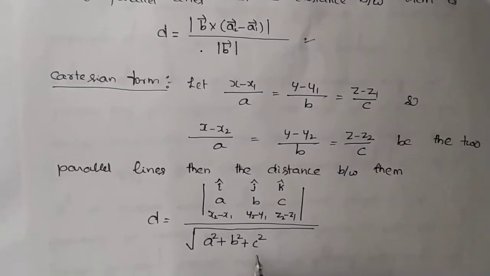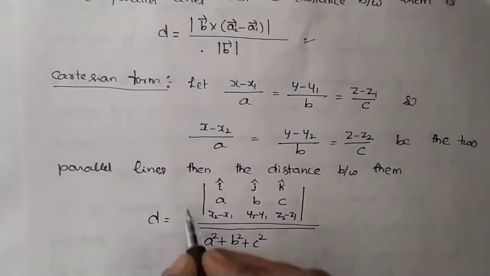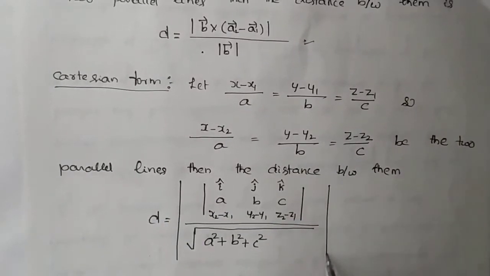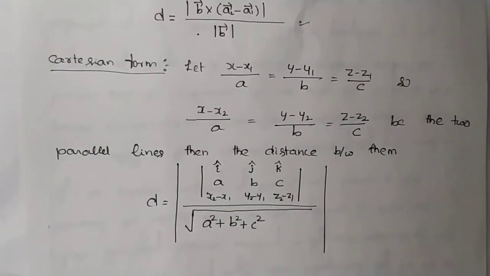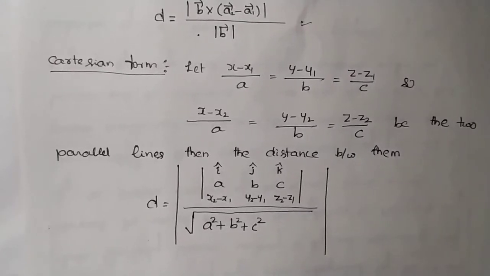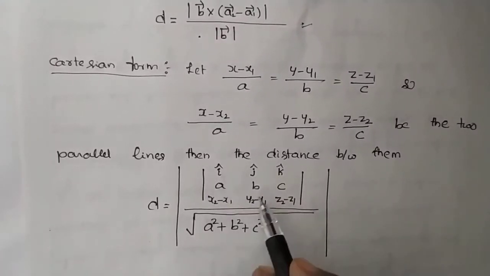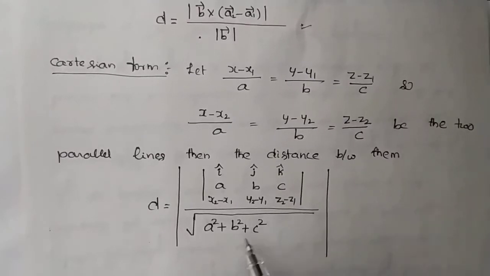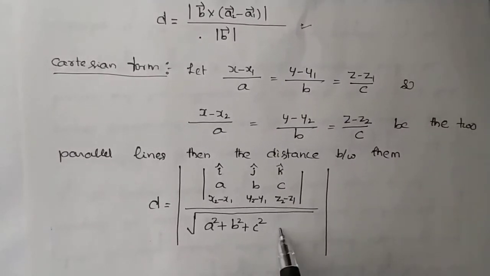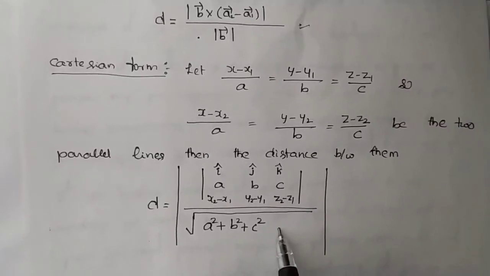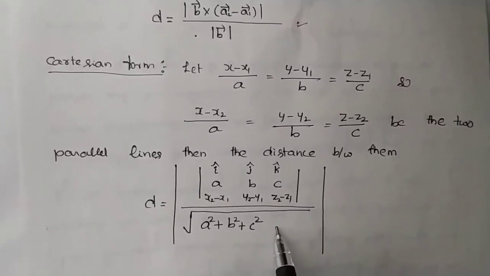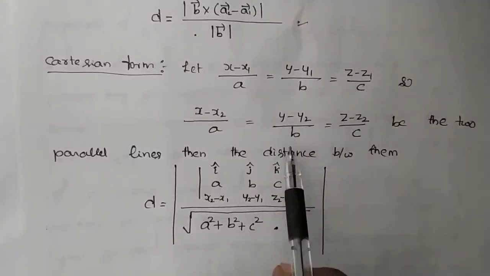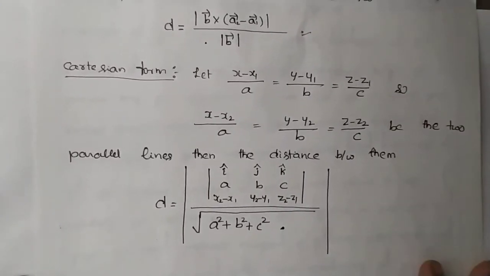Distance, we take only the positive quantity, so it should be a modulus. Distance we measure as a positive quantity. In the simplification of this one, if we find any negative, we have to consider it as a positive one. It is the formula to find the distance between two parallel lines if the lines are given in Cartesian form.